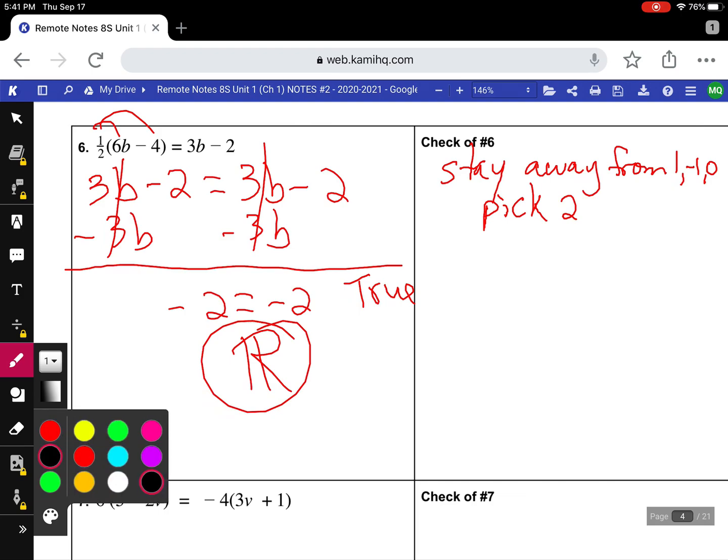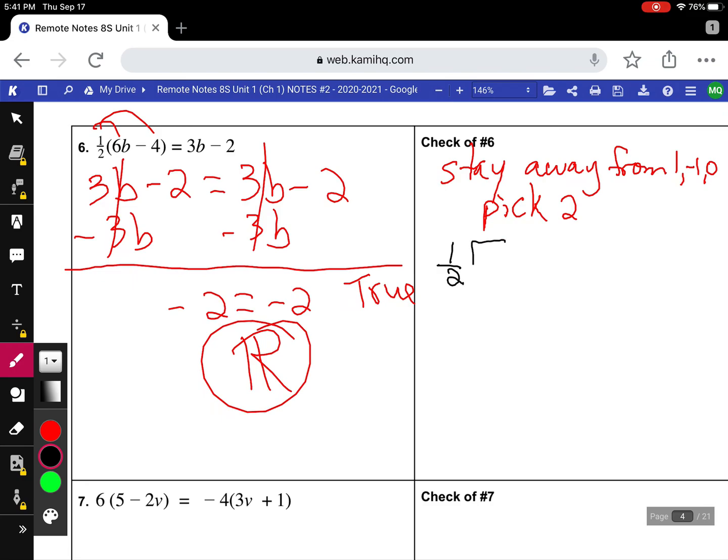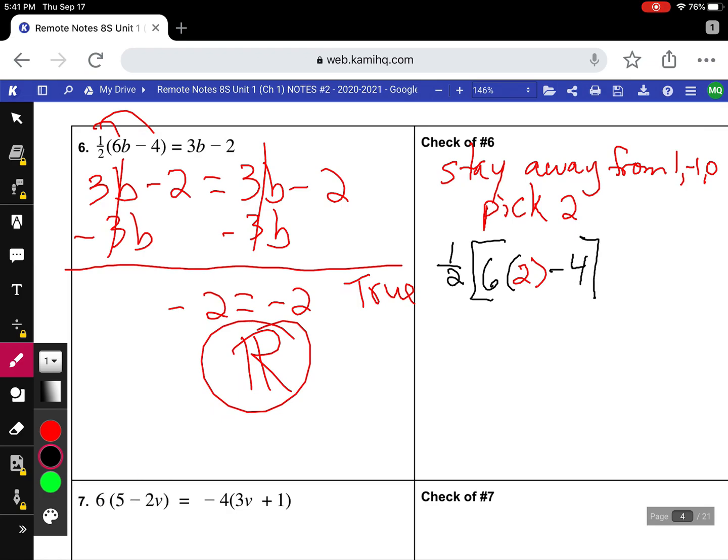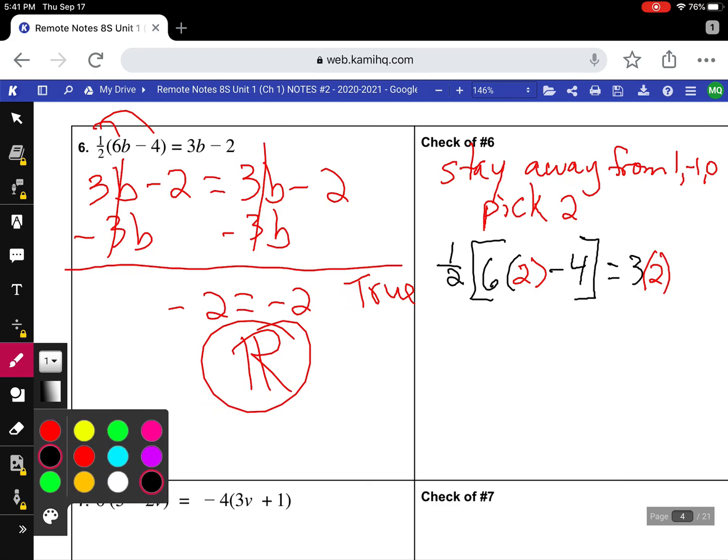Any number you pick is going to make a true statement. Okay, so let's watch what happens. I have 1/2. Let's put some brackets here. We've got 6 times, and I'm going to put my 2 in there, -4, equals 3. Oh, there's my b again. I'm picking 2. And then we have -2. Okay, let's go ahead and solve this.